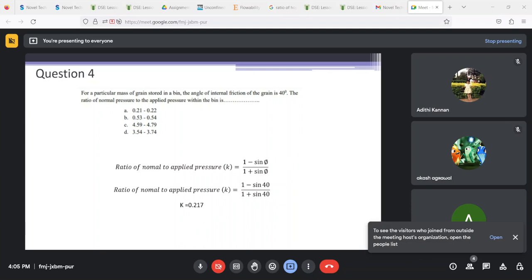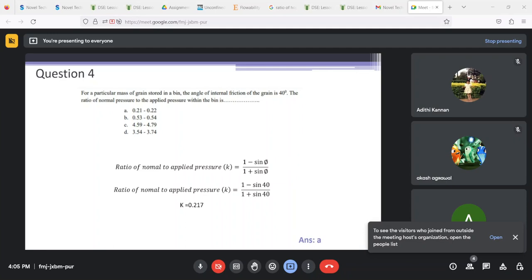So if the ratio of the normal to applied pressure is not given in the question, you only have the internal friction, you can calculate the ratio and then move on to calculate the lateral pressure, the vertical pressure, and so on. So K in this question is 0.217. So answer is option A. Hope this is clear.